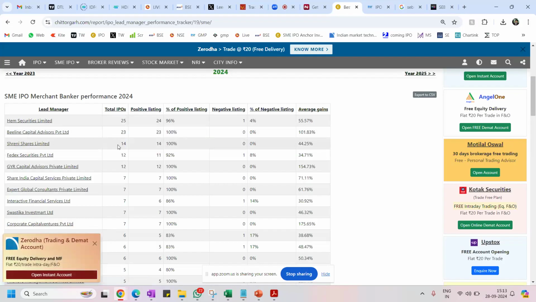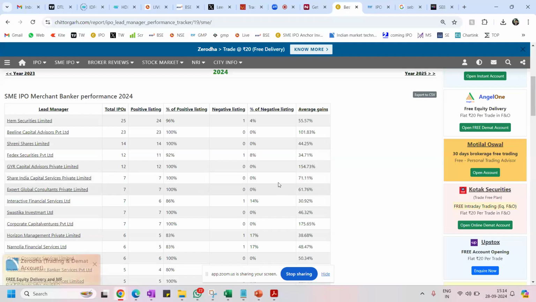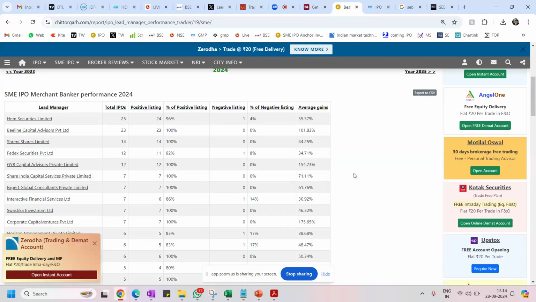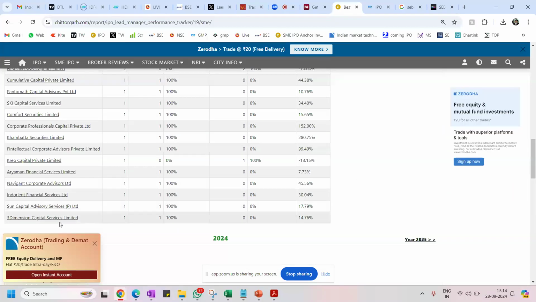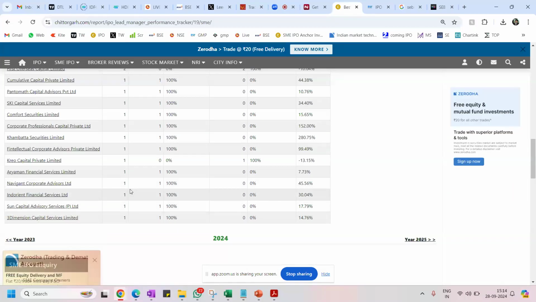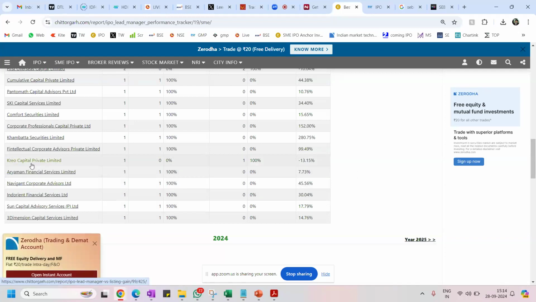Shreni, it's Parth Shah, again 14 out of 14. So we can see the track record of all of these LMs is very good, and that builds the hype. That shows higher subscription, and also higher gray market activity as well. If you see at the bottom, you can see how many IPOs came and how they performed.